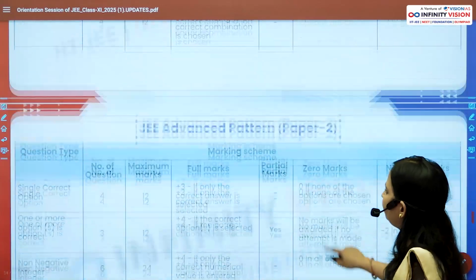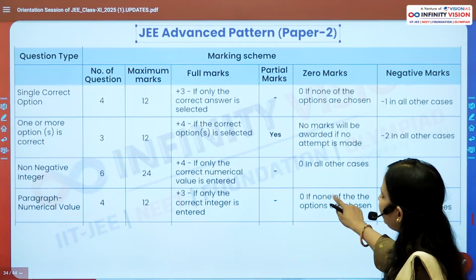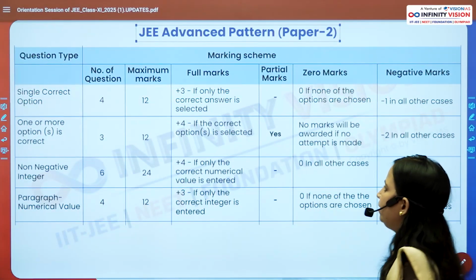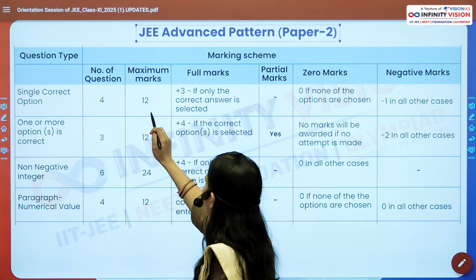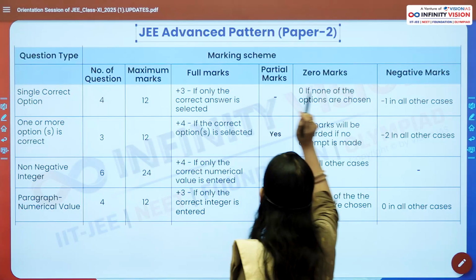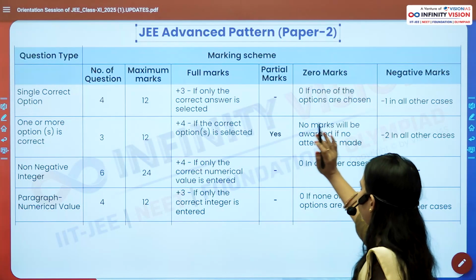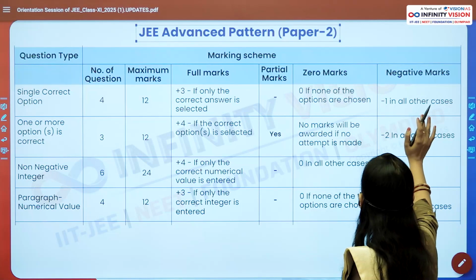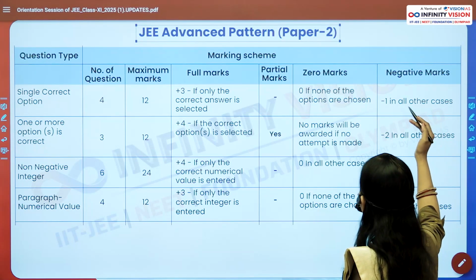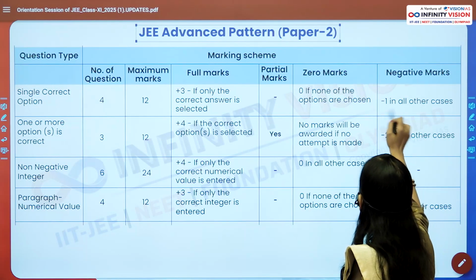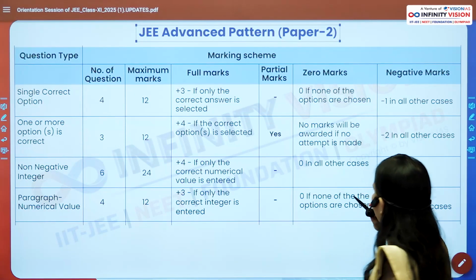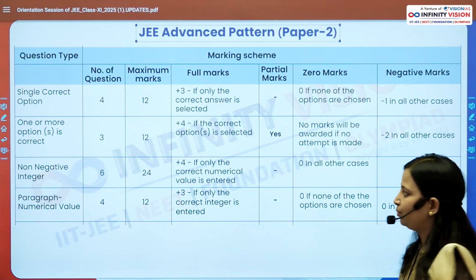Similarly, the pattern of paper 2 is, again, single correct option, 4 questions, 3 marks each, total maximum marks 12. There is 0 marks if you are not attempting that question, and there is negative marking if you are wrong. If you respond with a wrong option in this question, you will get -1 as a negative mark, and it will be deducted from your total score.